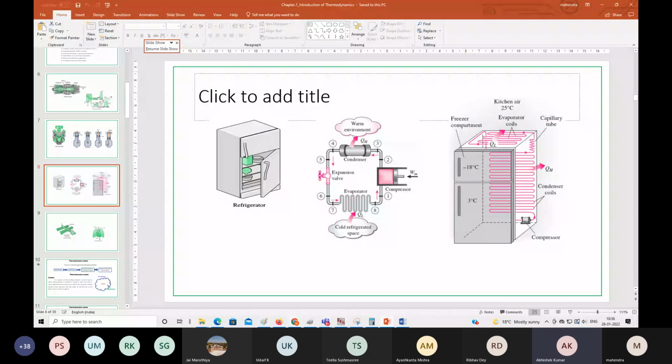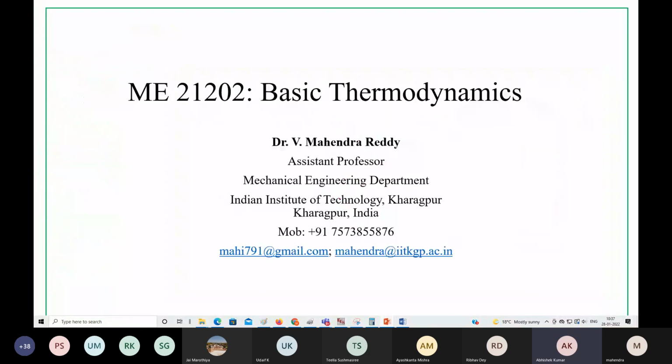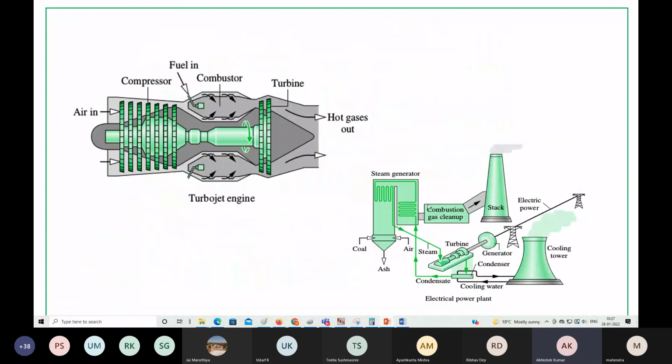I don't have control on my mouse. I don't know, surprisingly. What is happening? My mouse pointer is not coming. Yeah, now I have set it.